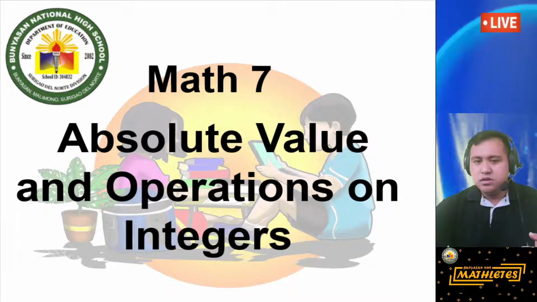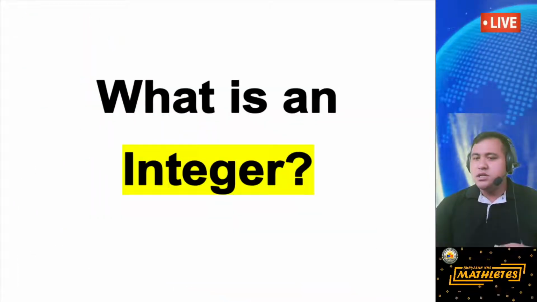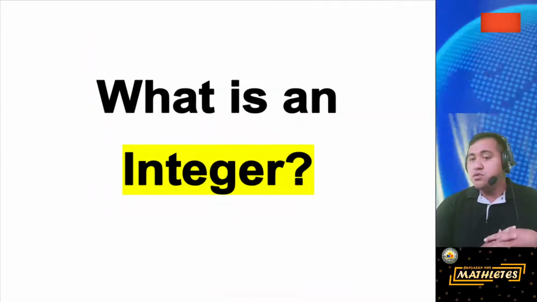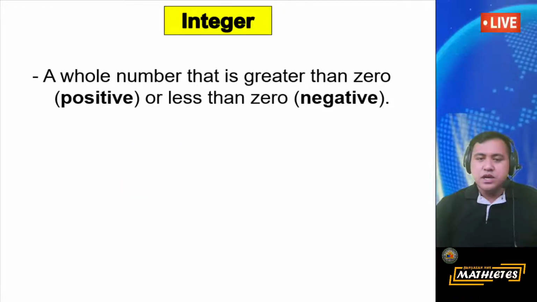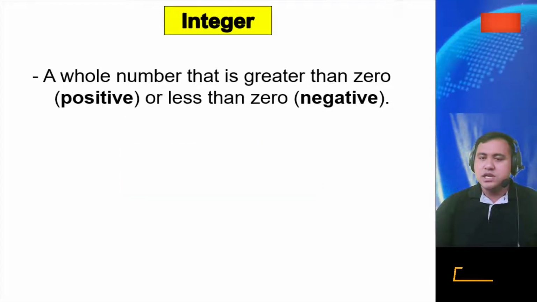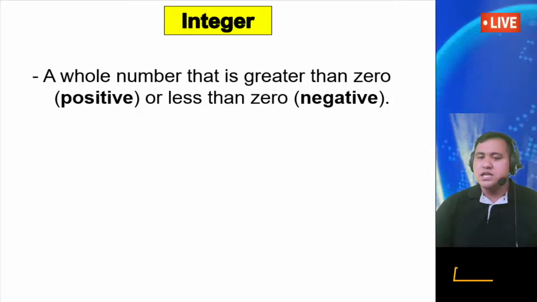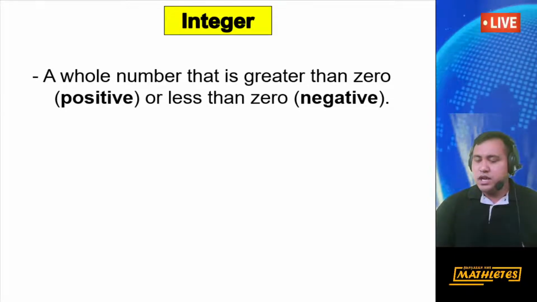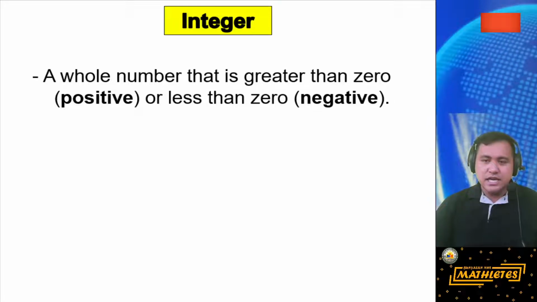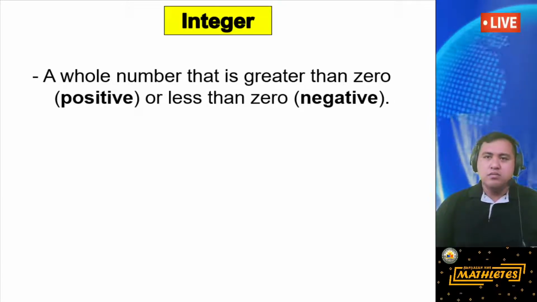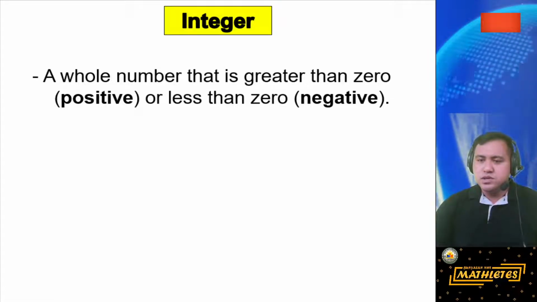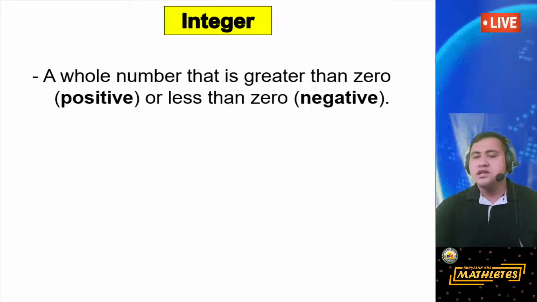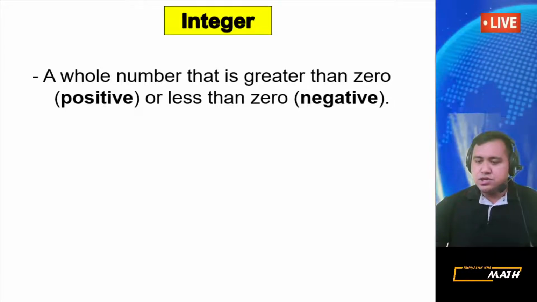Now, let's start with the definition of what is an integer. What is an integer? An integer is a whole number that is greater than 0 or positive, or less than 0 and negative. Or in other words, it is the set of whole numbers, the positive and negative numbers, including 0. So those are the integers.